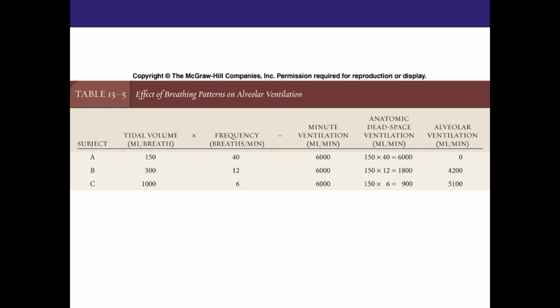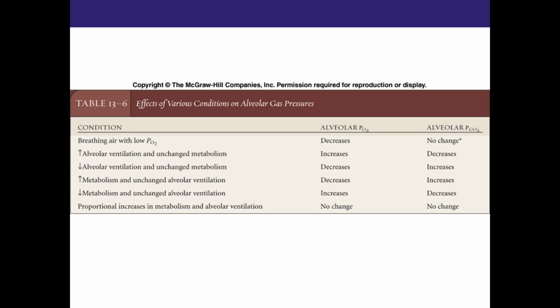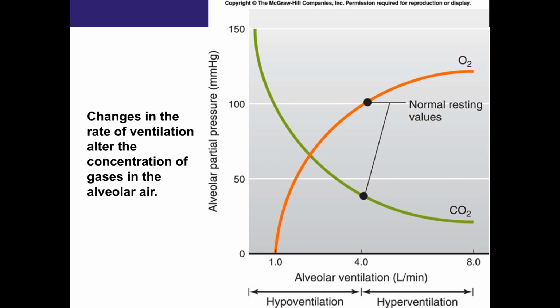Okay, and then you'll have to determine whether you're hyper or hypoventilating. So that brings us to this slide. Once you decide, after you calculate alveolar ventilation, if they're hyper or hypoventilating, then you'll have to decide what the gas levels are going to be. Whenever you think about hypoventilation, I want you to think about holding your breath. That's a perfect example.